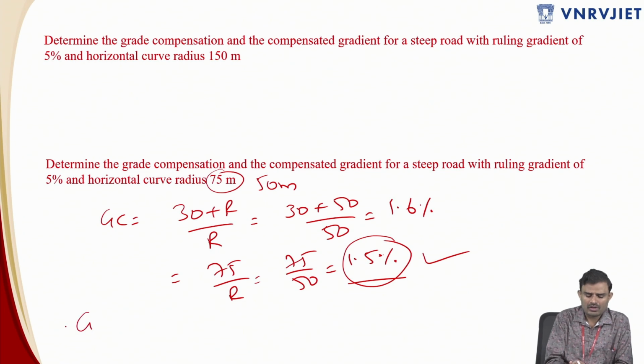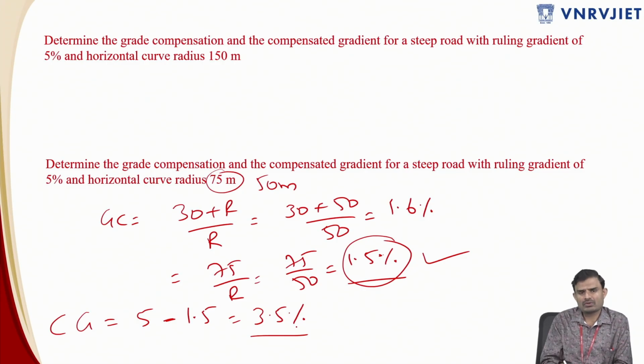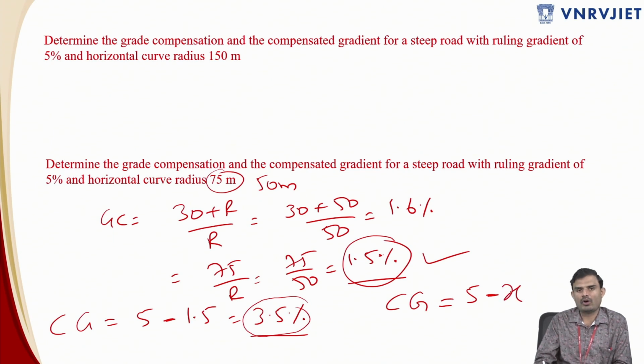But you look into the compensated gradient, CG, which is the gradient, 5%, minus 1.5. If I take whichever is the minimum value, I'm going to end up with 3.5%. Whereas the code recommends that at any cost the compensated gradient should not be less than 4%. So here we shouldn't provide anything less than 4%. Now in this condition you have to take CG, compensated gradient, equal to ruling gradient, let it be as it is, minus grade compensation, let it be x. However much grade compensation you can provide, you have to check back.